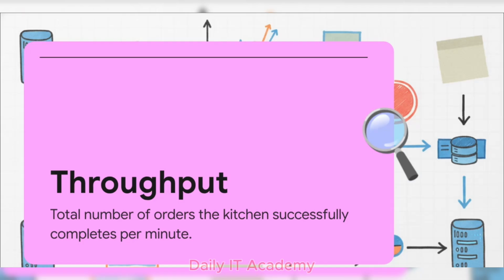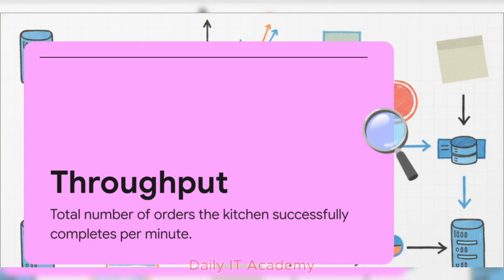To really wrap your head around this, I like to use the restaurant analogy. Think of our API server as a bustling restaurant kitchen. The concurrent users are the customers currently sitting at the tables eating. The ramp-up time is the rate at which new customers are walking through the front doors. The response time is how long a customer has to wait for their food after placing an order. And finally, throughput is the total number of orders the kitchen successfully completes per minute.